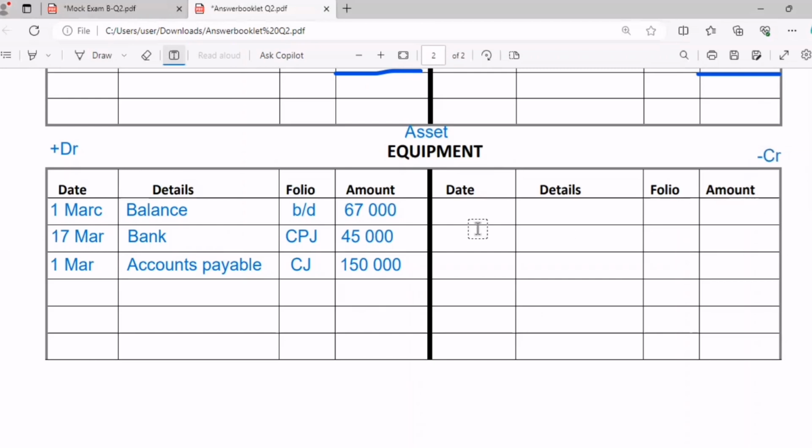And we are not told the depreciation information of the assets. So maybe if we were given the information on depreciation, we know that depreciation reduces the value of the assets. So if we were given the information to calculate depreciation, then we're going to calculate the depreciation and record it on the credit side because depreciation reduces the value of assets. So in this case, our asset is equipment. But that information is not given. So we're going to close off the account now.